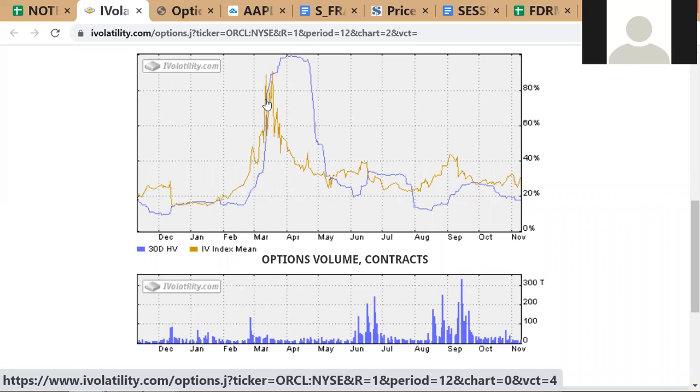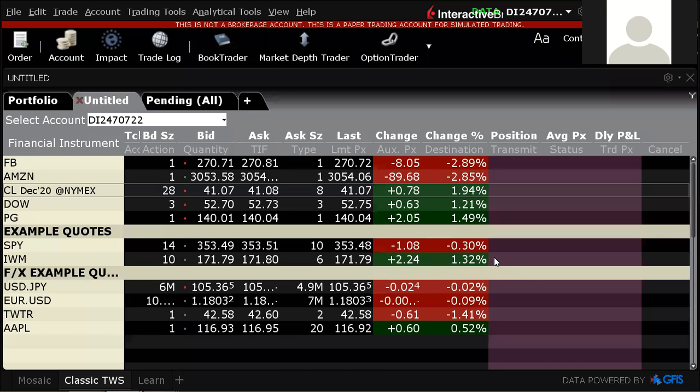So this means as this goes up, options are generally expensive. This is going down, that means options are generally cheaper. So that's how you understand it, okay?